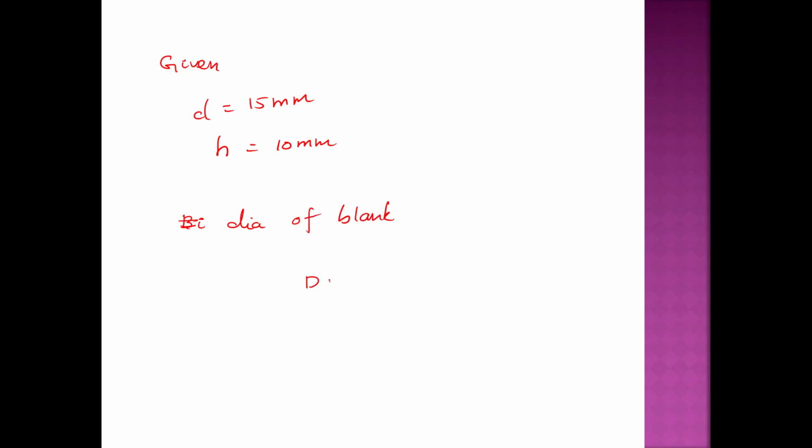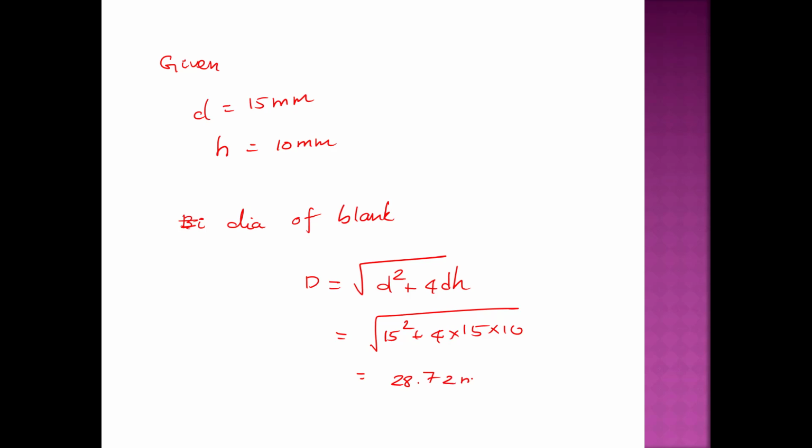So D equals root of d squared plus 4dh. Let us do the substitution: 4 into 15 into 10. So we can get 28.72 mm. So this is the diameter of the blank.